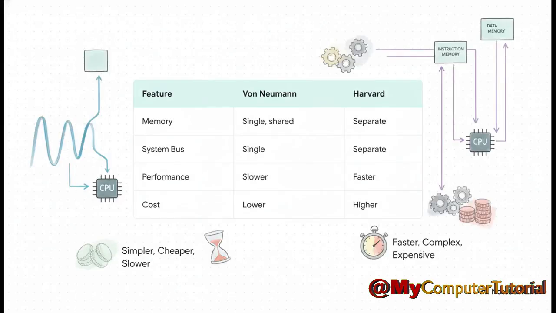And this table really shows the trade-offs perfectly, doesn't it? On one hand, you have von Neumann. Single memory, single bus. It's simpler, it's cheaper to make, but it's slower because of that bottleneck. On the other hand, you've got Harvard. Separate paths for everything. It's way faster, but it's also more complex and more expensive to actually build.